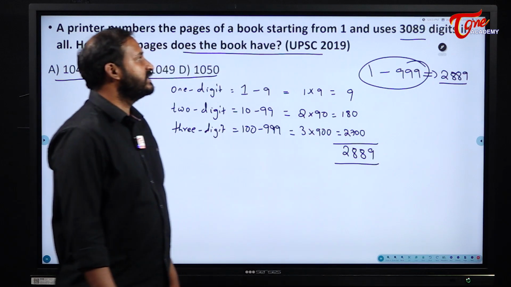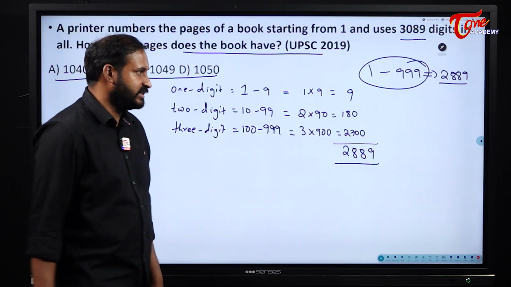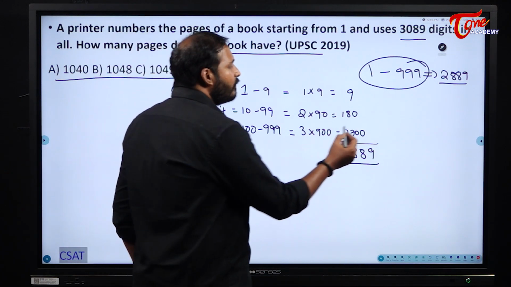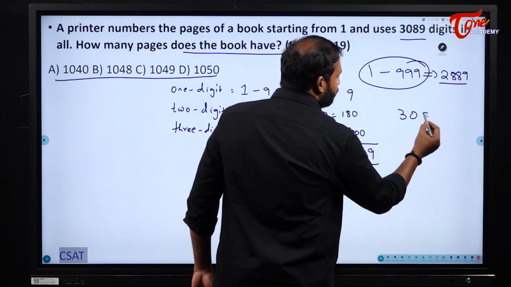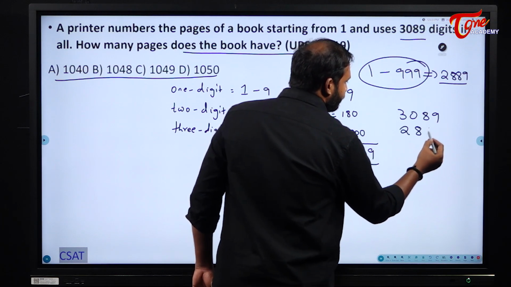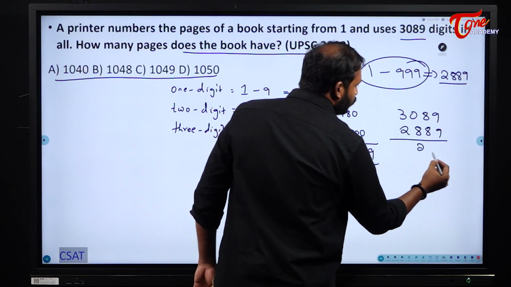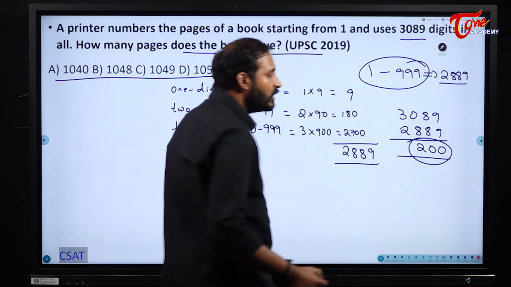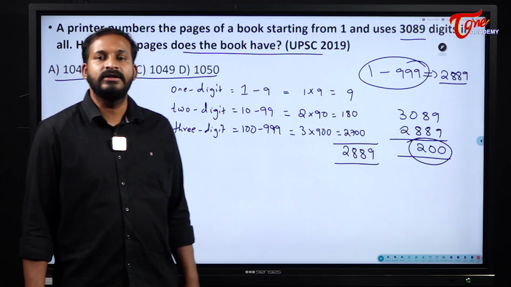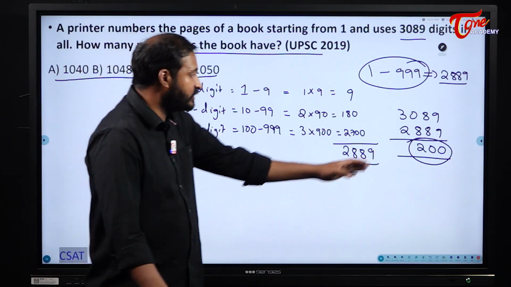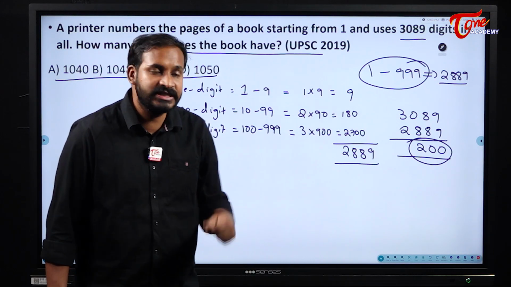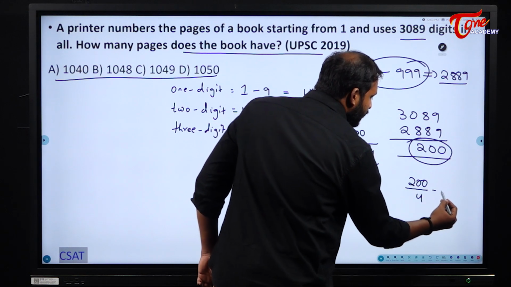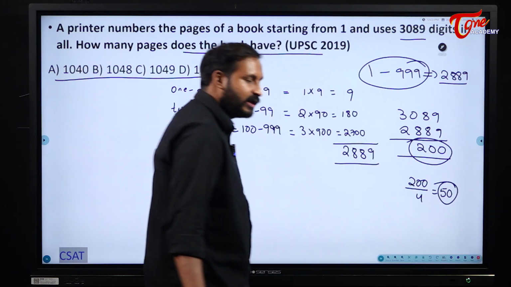But actually the printer is using how many digits? 3089 digits. That means the remaining digits were used to write what? 4 digit numbers. So how many 4 digit numbers will we use? 3089 minus 2889. So what will you get here? 200. So these 200 digits are used to write 4 digit numbers. So with these 200 digits, how many 4 digit numbers can we write? 200 by 4. 50 numbers.